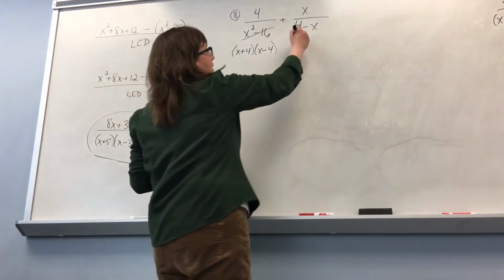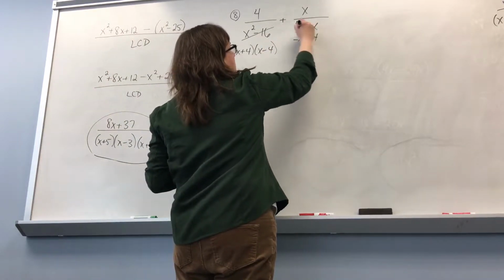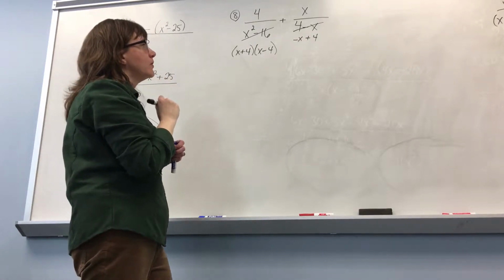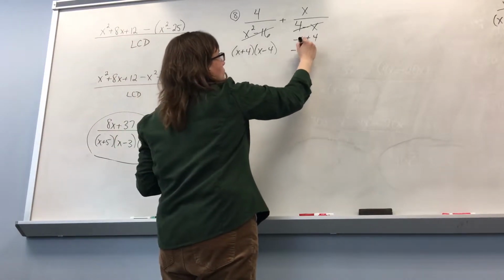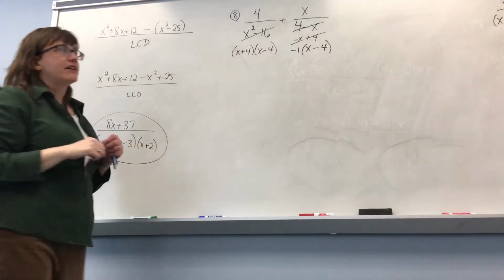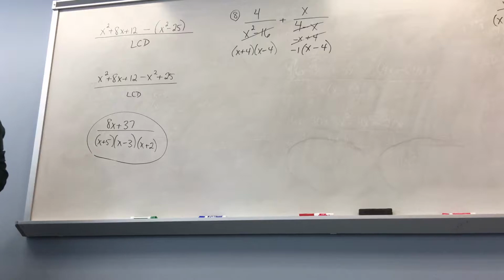So first I'm going to write it in descending order. Negative x plus 4. And then factor out a negative 1. So I have positive x minus 4. And now I can see that x minus 4 is a factor that's in both of those denominators.